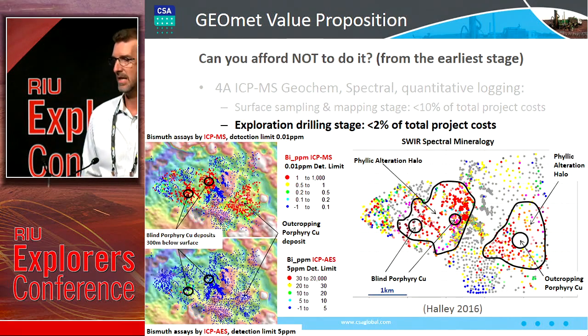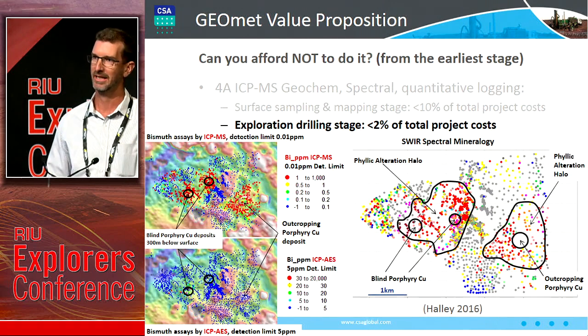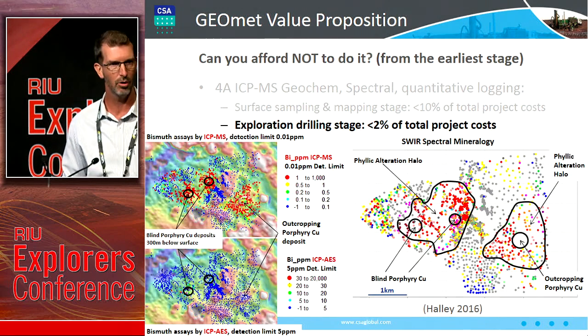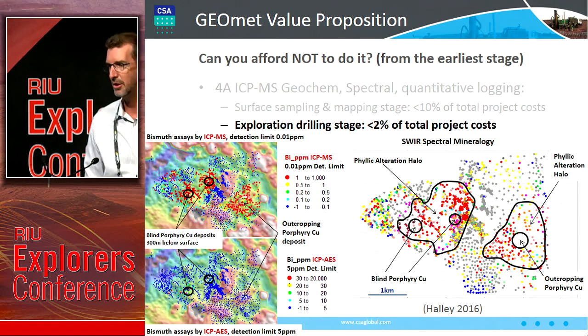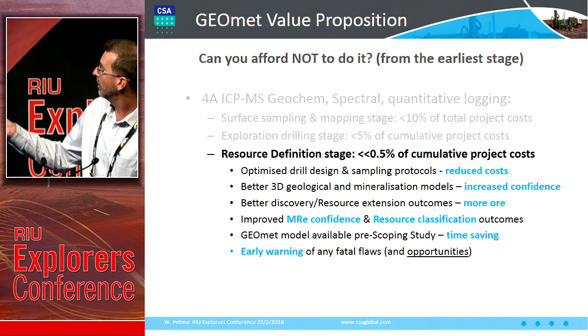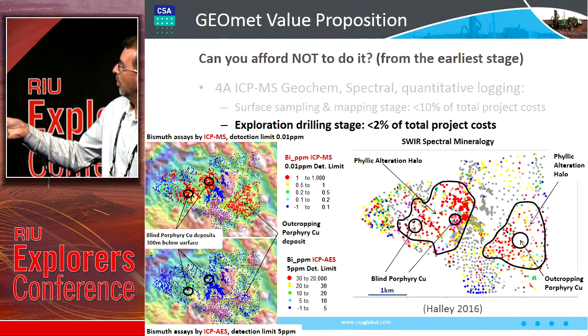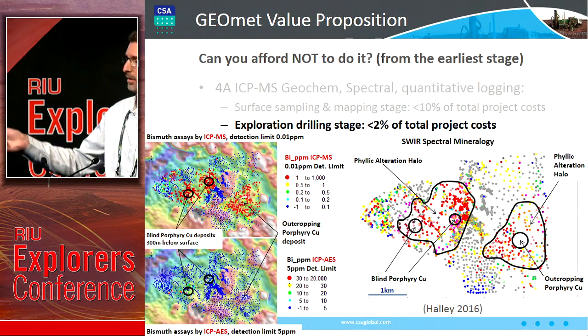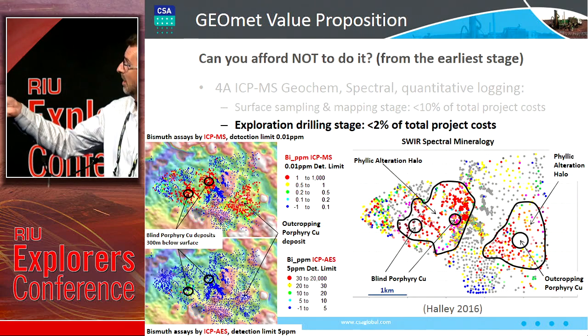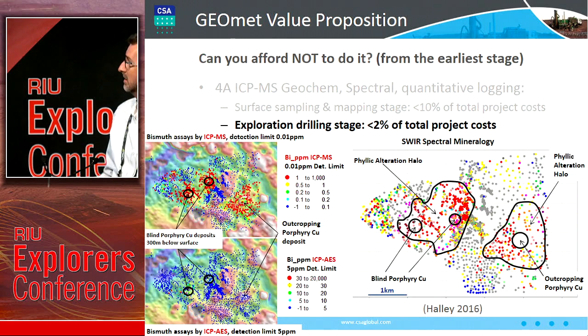If we take it to the next stage, now we're at the exploration drill out. We're carrying on with the same sampling techniques and technologies. We're spending that little bit more on each sample, but now it reflects only 2% of the total project cost or less. And here, we're looking at an example on the left-hand side where we've used cheaper, low-level multi-element analysis versus ICP-MS analysis for bismuth. Detection limits are different. Here, there is no anomaly.